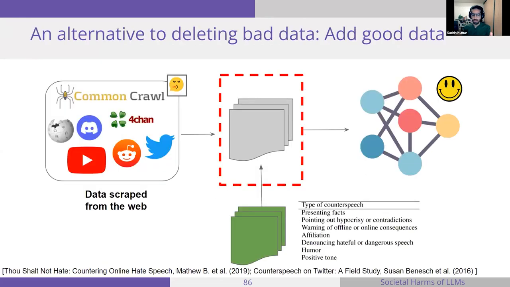Another, less explored alternative to this would be to try to balance the distribution by adding more good data. This is referred to as counter speech in the literature. And in smaller setups, prior work has shown that instead of, for example, removing hate speech from the data, if we can find examples denouncing hate speech and add them to the data, that balances the distribution and it leads to models which learn less of the harmful information and spew less hate speech. However, since finding and generating good data can be challenging, this hasn't been adopted in a large-scale setting yet, but it'll be interesting to see how it performs compared to data filtration.